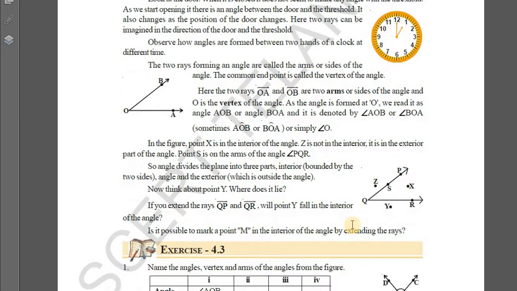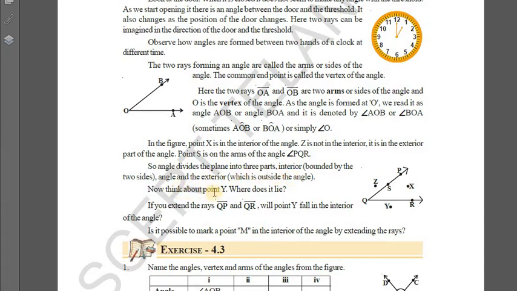Now coming to this picture, you are seeing so many points, and here QR is one ray and QP is one more ray, and the angle is forming at Q. Now in the figure, point X is in the interior of the angle. Interior is nothing but inside. Z is not in the interior, it is outside. Exterior is nothing but the outside part of the angle. Point S is on the arms of the angle PQR. So an angle divides the plane into three parts: the interior, bounded by the two sides, the exterior, which is outside, and the angle itself.